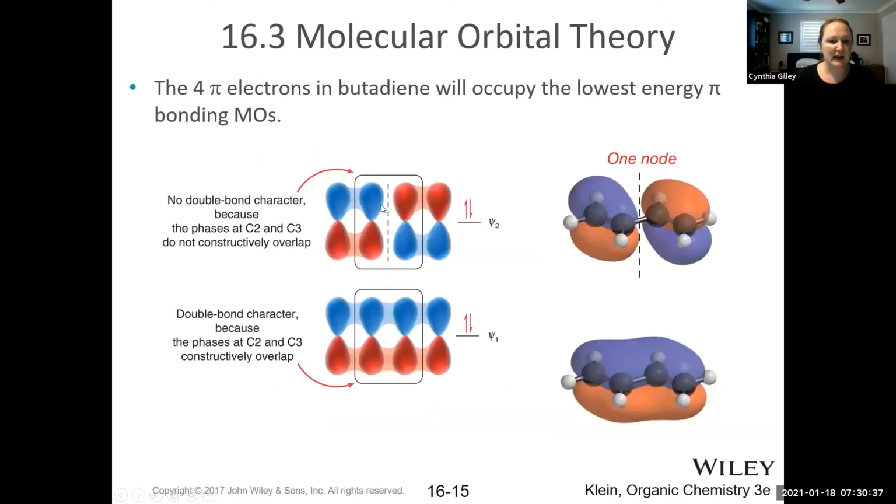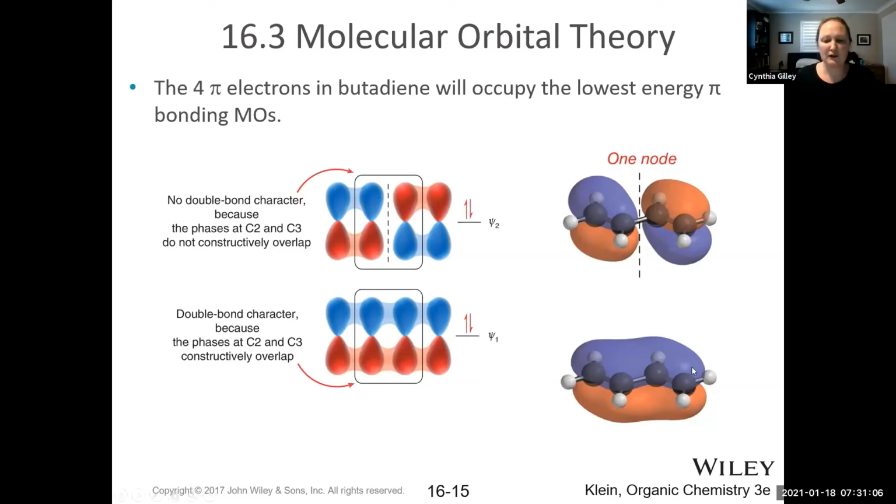So this is what we were talking about, this out of phase, non-constructive overlap in the second highest energy bonding molecular orbital. So this leads to some single bond character and some double bond character. So this central carbon-carbon bond doesn't really have as much pi bond character as the terminal carbon-carbon bonds. So that's one reason why there's some molecular freedom, right?